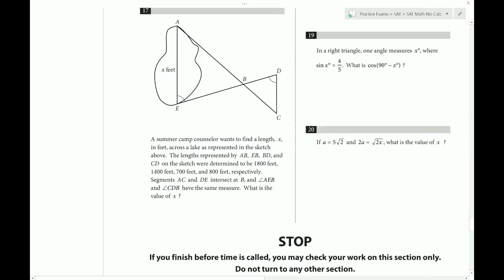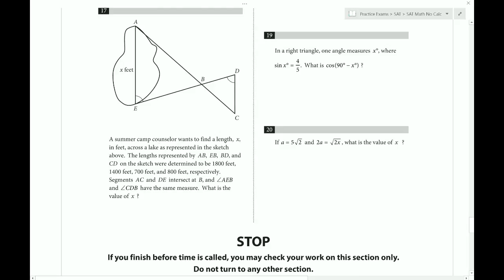17. A summer camp counselor wants to find a length x in feet across a lake as represented in the sketch above. The lengths represented by AB are all shown. Okay, let's see. Well, they're not shown. So AB is 1800, so that goes here. EB is 1400. BD is 700, and CD is 800. So that would go here.